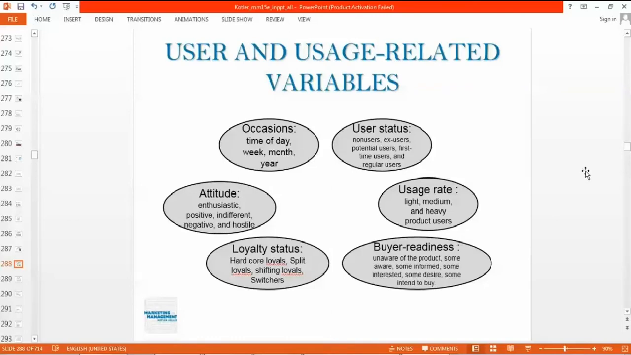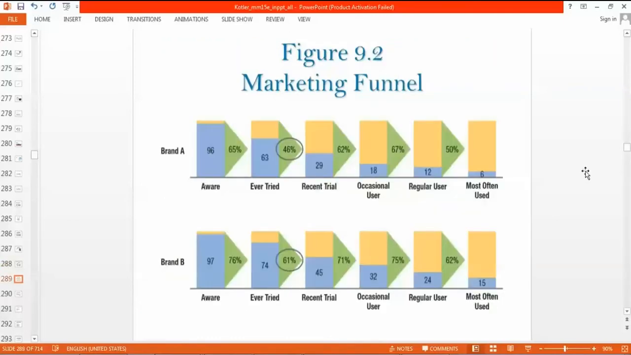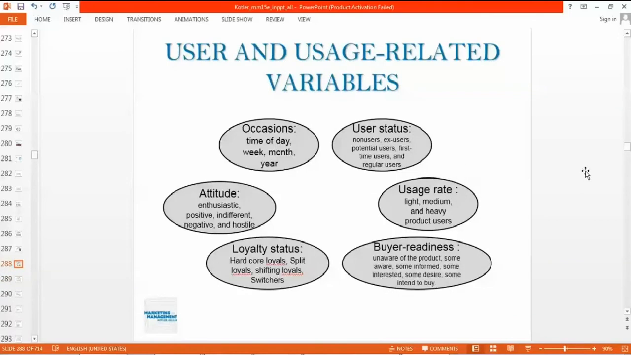So in the user and usage related variables, there are a lot of variables that we can put into the clustering. Occasion, let's say you develop the segment into five types of events.